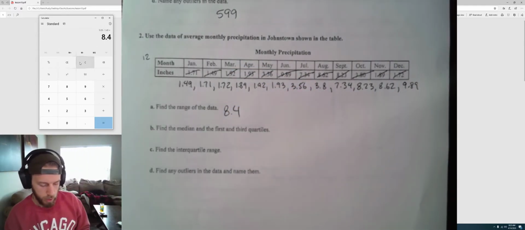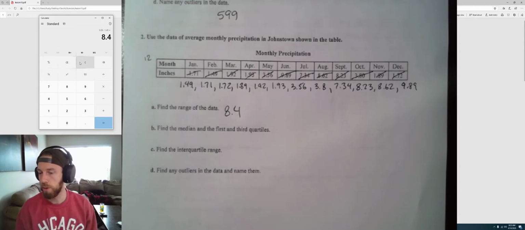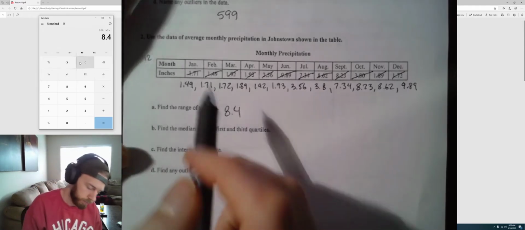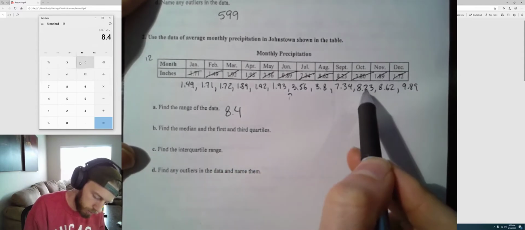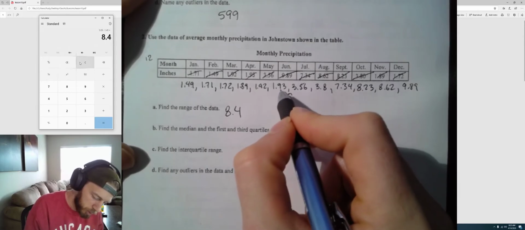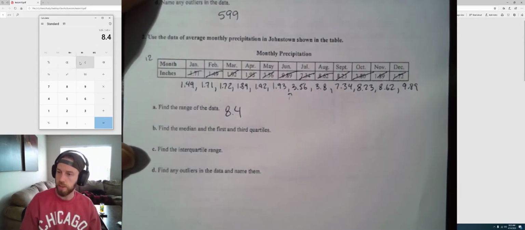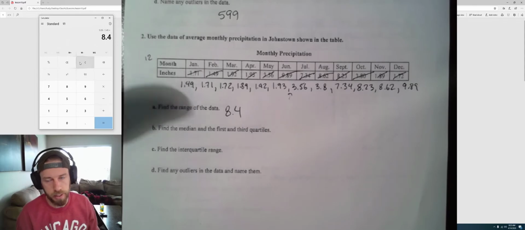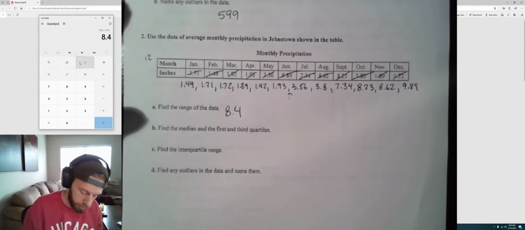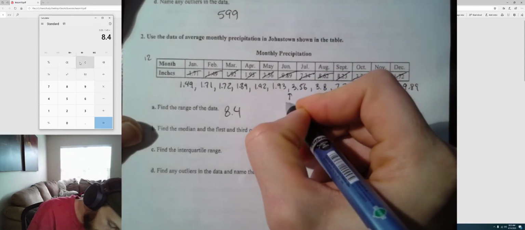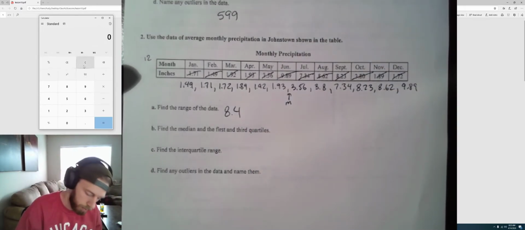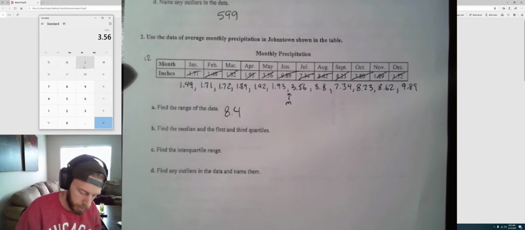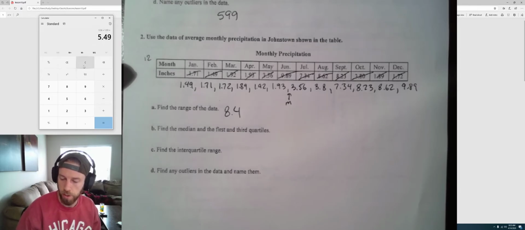Boom. The range is 8.4. The median, we have 12 numbers, so it's going to be between the 6th and 7th numbers. It's going to be right there, just to be sure. It's between 1.93 and 3.56. Now this is a great example of one where you just can't do it in your head, right? I'm going to have to add these two together and find the average of them. So I'm going to put 3.56 plus 1.93. It's going to be 5.49. I'm going to divide that by 2.